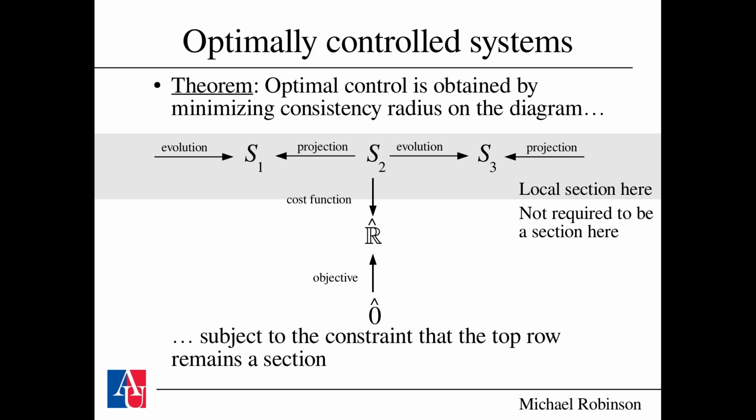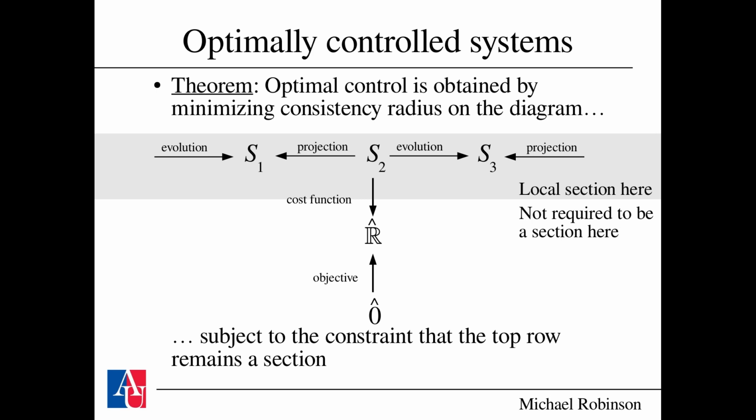Now, the truth of the matter is that optimal control doesn't assume you're able to hit 0, just that you're able to minimize it. So if you can't actually get the optimum to 0, well, you're not going to get a section there on that lower half of the diagram. But you'll still need a section on the top half of the diagram, i.e. saying that the time series is feasible. This therefore says pretty succinctly that if you minimize the consistency radius of this diagram, you will in fact obtain optimal controls. That's pretty nice. It gives you a very clean way of expressing what optimal control is.